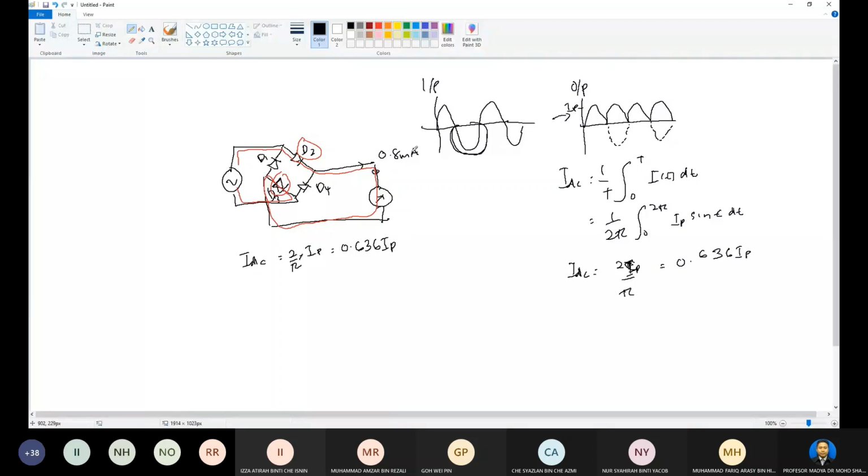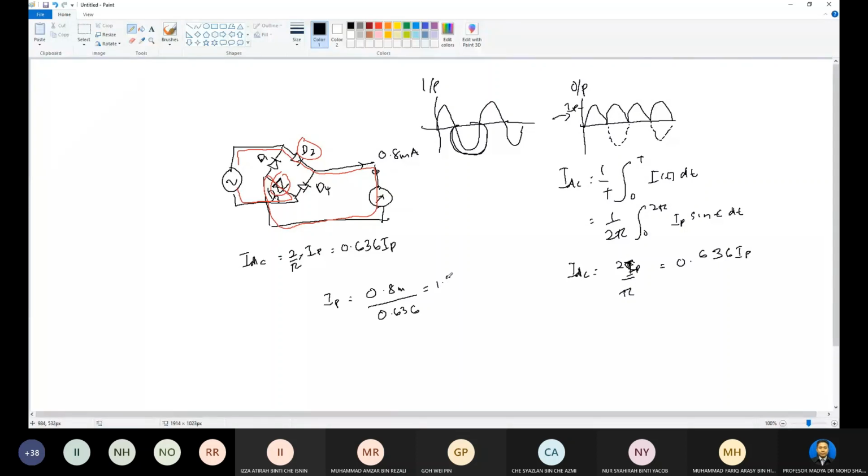Here, the current IDC will be given. So for question number 2, we want to find the current IP. So the current IP equals 0.8 milliampere divided by 0.636. So the answer will be 1.25.